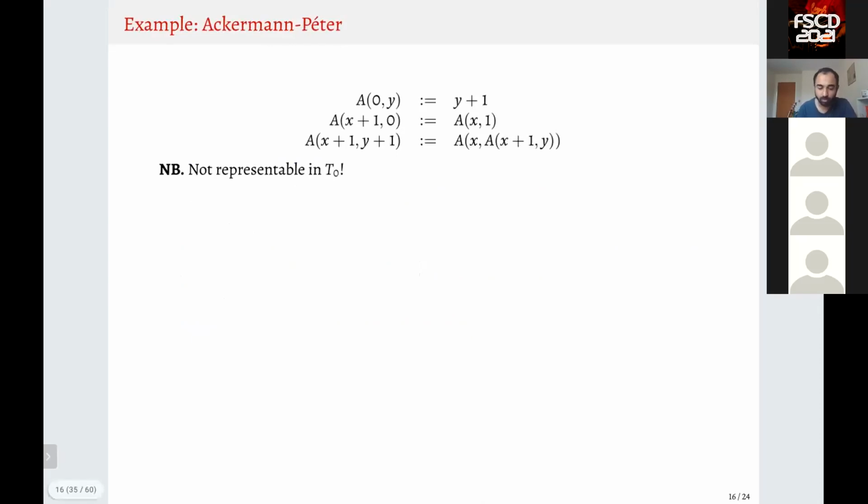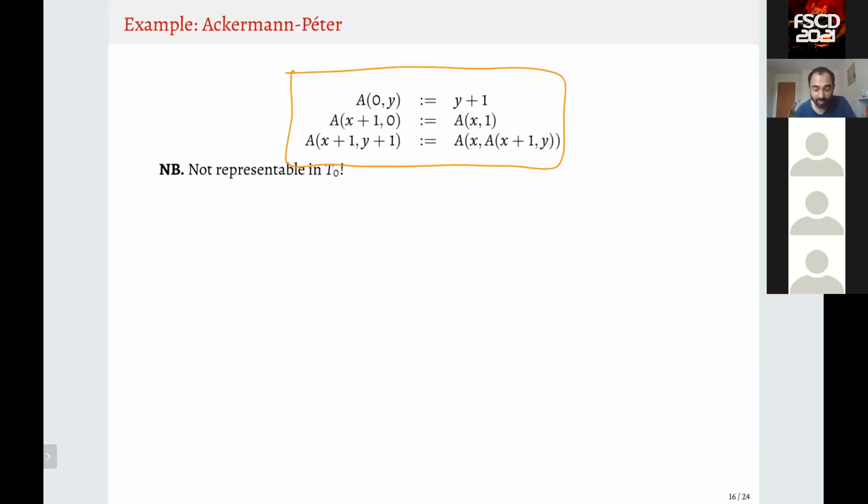So then let's see one more example. So this is the well-known Ackermann-Péter function. It's defined by an equational program, just like this. And it's well known to not be representable in T with recursion at type 0, because those are just the primitive recursive functions, and Ackermann-Péter is infamously non-primitive recursive.